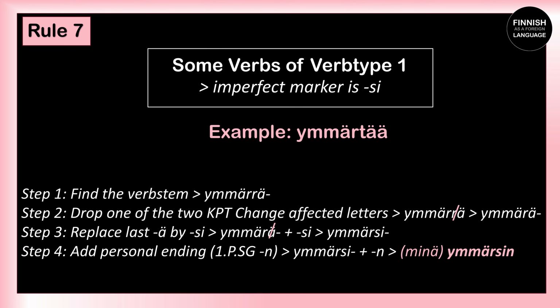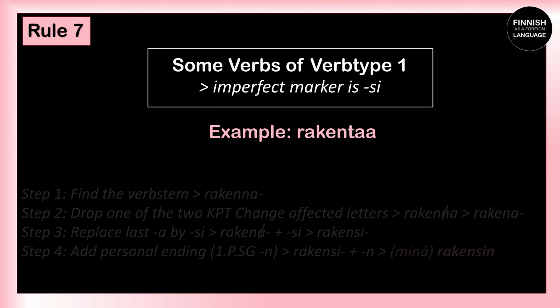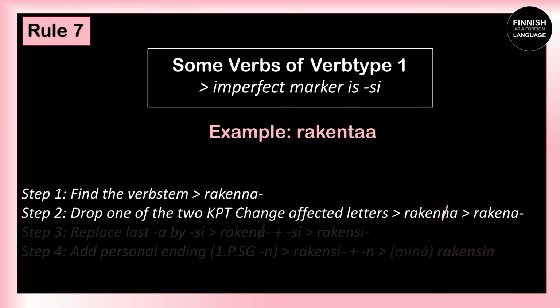And now in our last step, we can finally add the personal ending. Let's say we want to have the first person singular, so we have to add n to it, and we have ymmärsi plus n is ymmärsin. Minä ymmärsin, which means I understood. Let's do another example, which is rakentaa. This one means to build. First step is again to find the verb stem, which is rakennaa. Then in the second step, we have to drop one of the two KPT change affected letters. So here we have a change from nt to a double n. So that means we remove one of these two n's and we remain with rakenna.